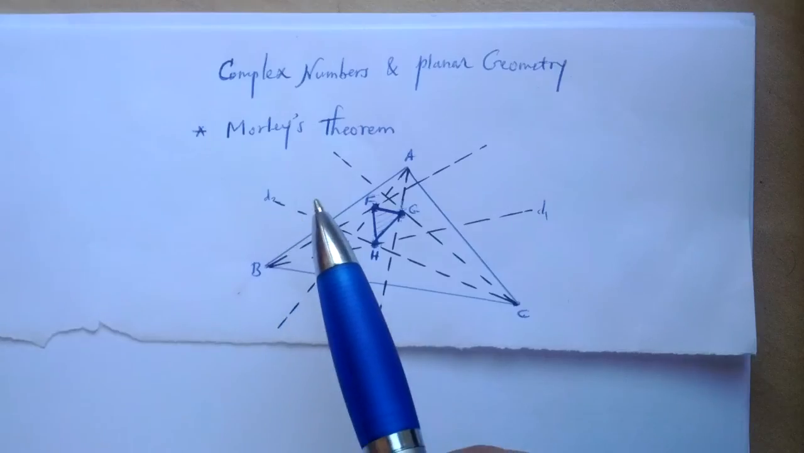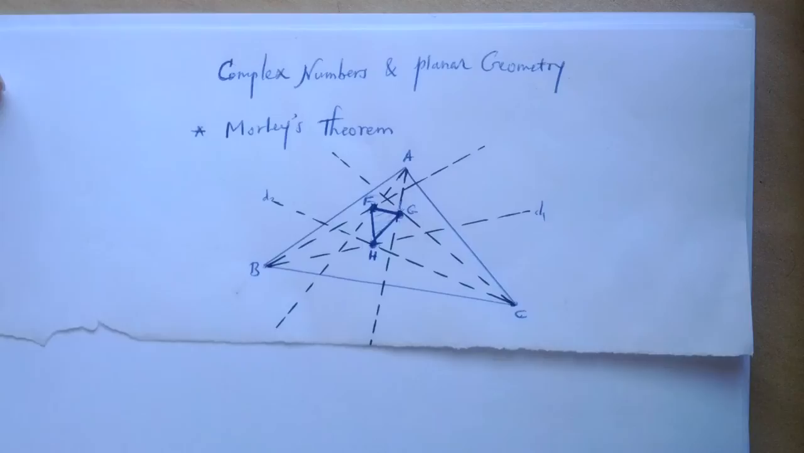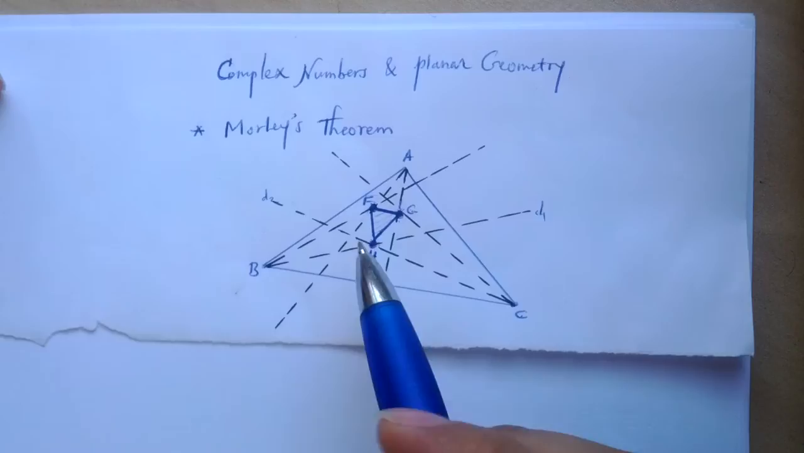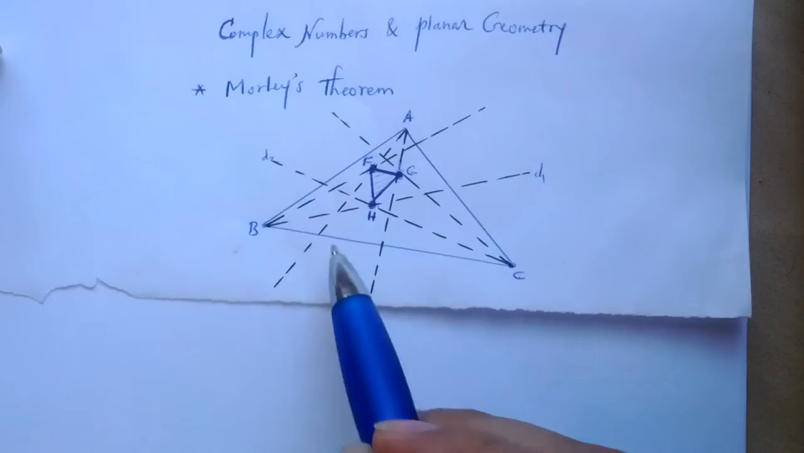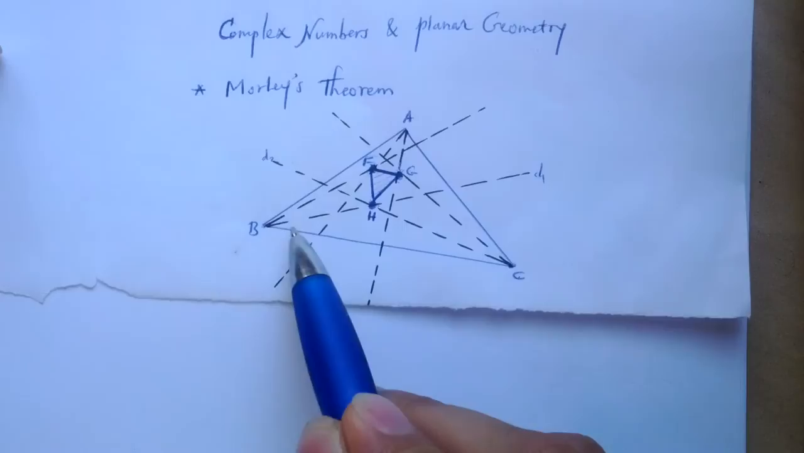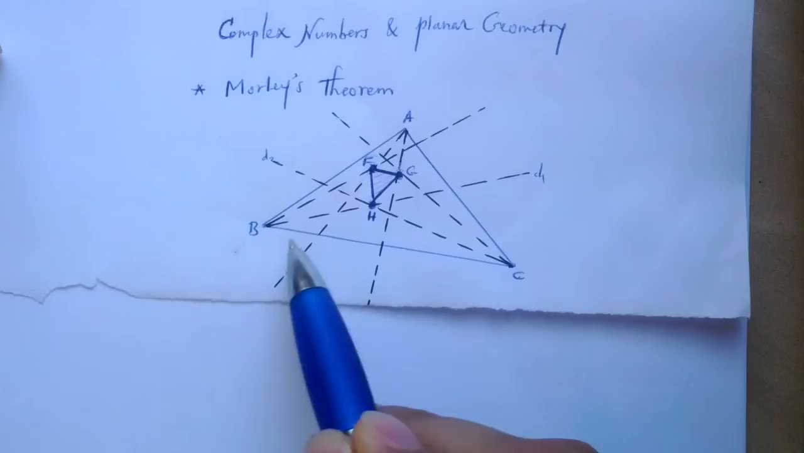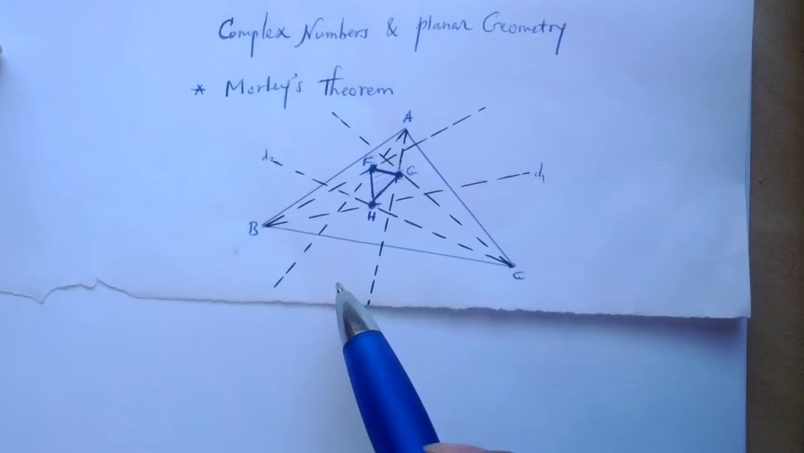So, in this lecture, I'm gonna give you another example about the application of complex numbers in planar geometry. Now the problem is a little bit more complicated, and the theorem is called Morley's theorem. It states that the points of intersection of the adjacent pairs of the trisectors of each arbitrary triangle ABC are the vertices of an equilateral triangle.